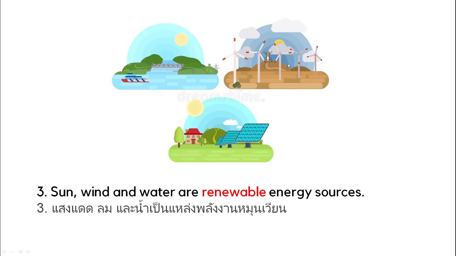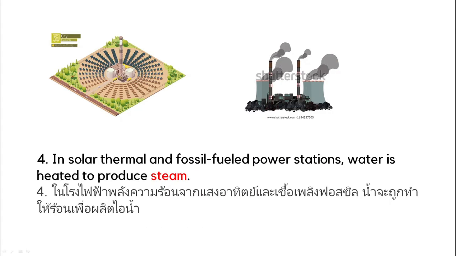This is powered by wind. This is powered by the sun. This is powered by the running water. These are all renewable energy sources. Number 4, in solar thermal and fossil fueled power stations, water is heated to produce steam. They need to produce steam because it drives the turbines in the generator to produce electricity.